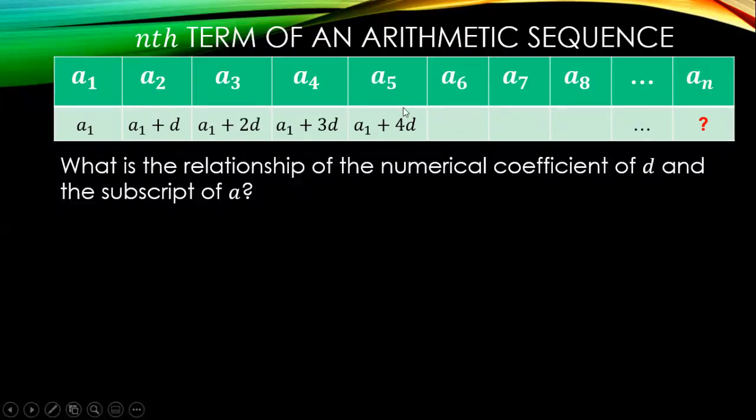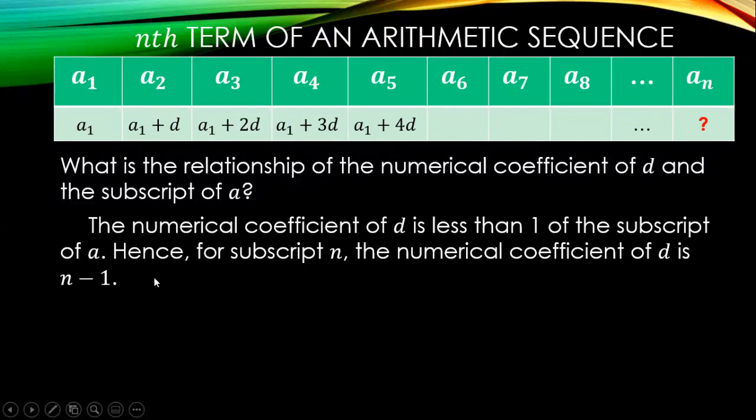So, what is the relationship between 4 and 5? How did we obtain 4 and 5? The numerical coefficient of d is 1 less than the subscript of a. So it means that the numerical coefficient of d is just the subscript of a minus 1. So for our n, we have n minus 1.